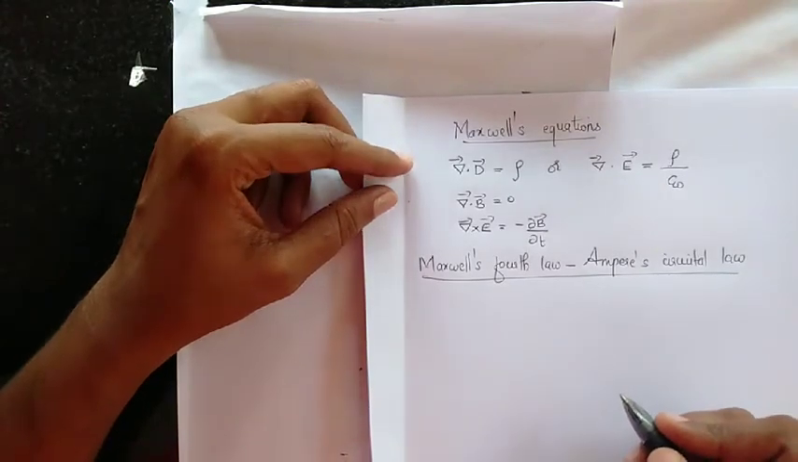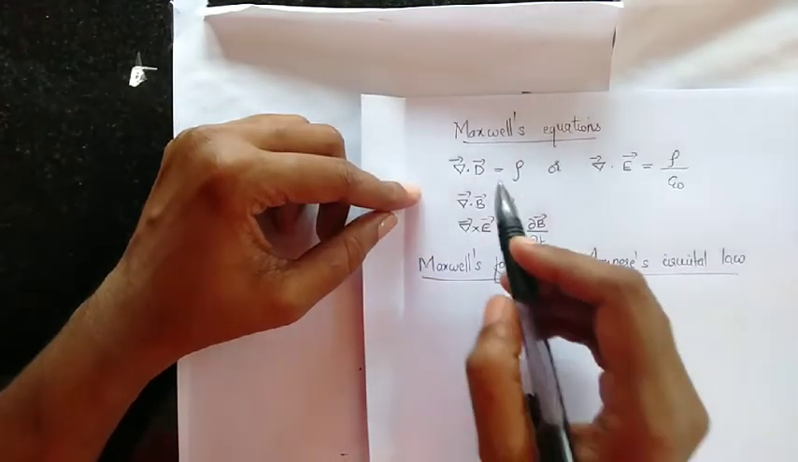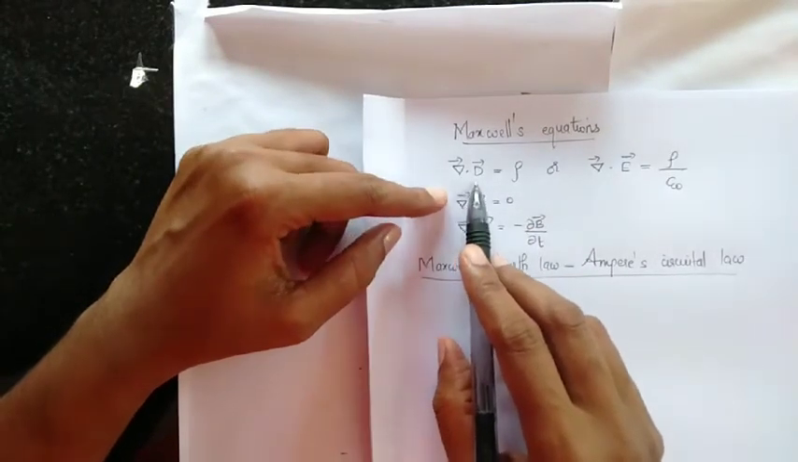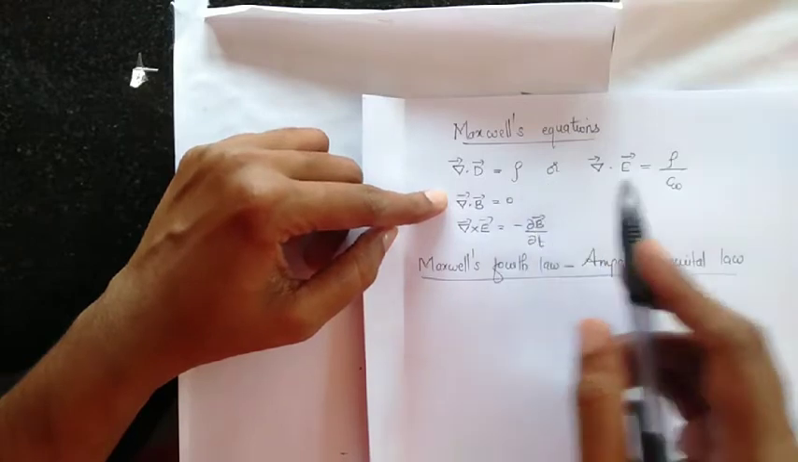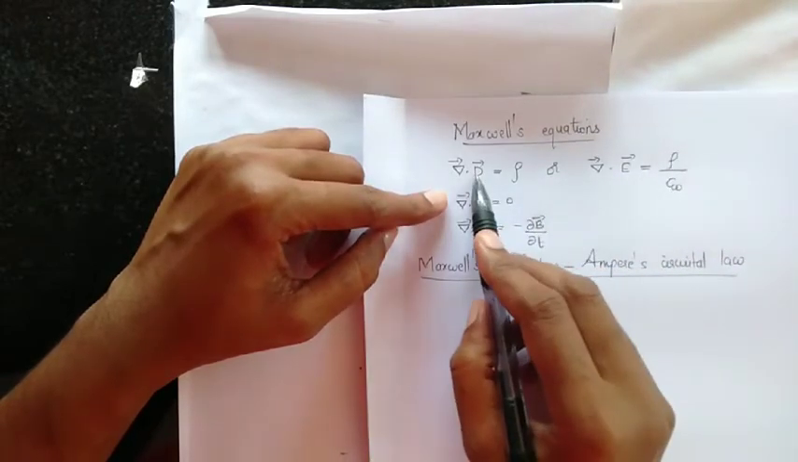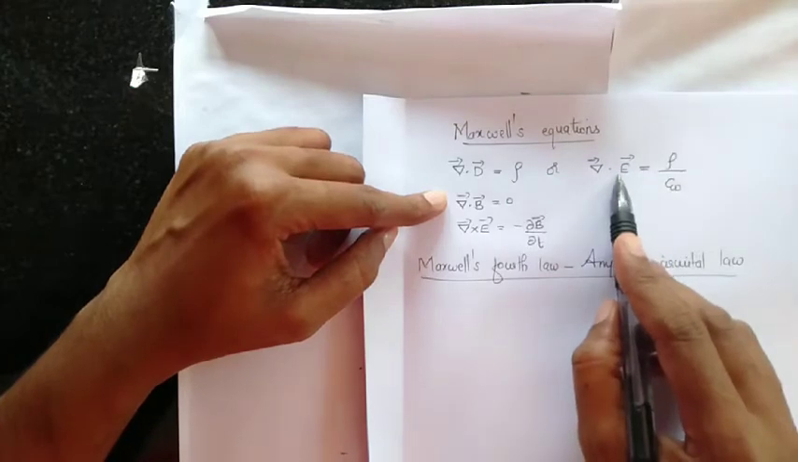Dear students, we have discussed up to Maxwell's third law. The first equation was del dot D equal to rho, or del dot E equal to rho by epsilon 0, because D was equal to epsilon 0 into E.